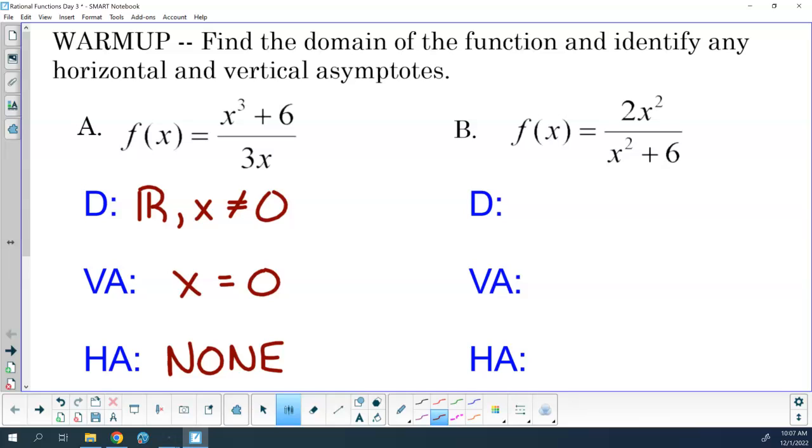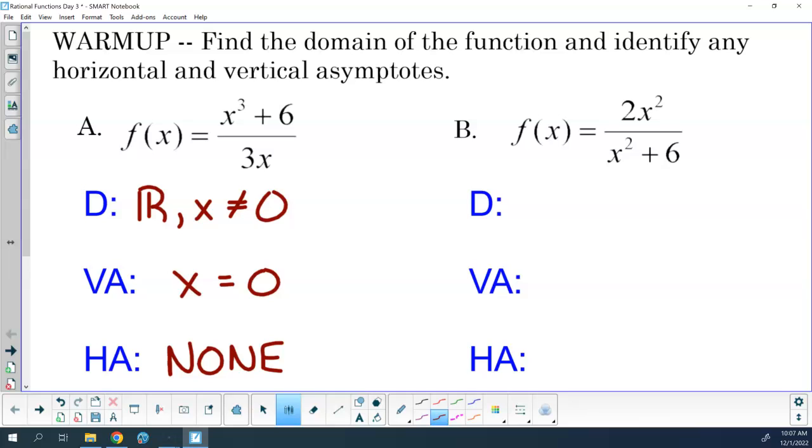All real numbers with plus or minus 3? No, not 3. No, it's not. Okay, now let's think about that. All real numbers, but x cannot equal what? Not a real number, right? It's imaginary, right? What's the domain here? It's just all real numbers.